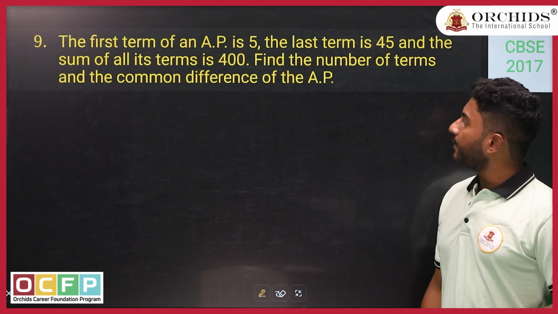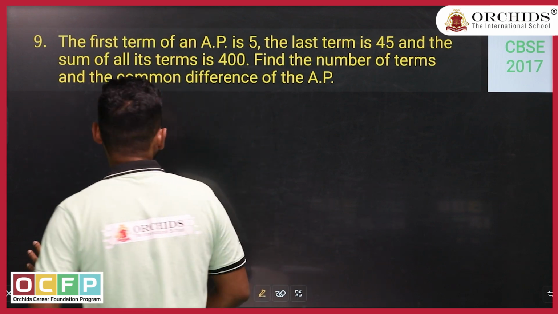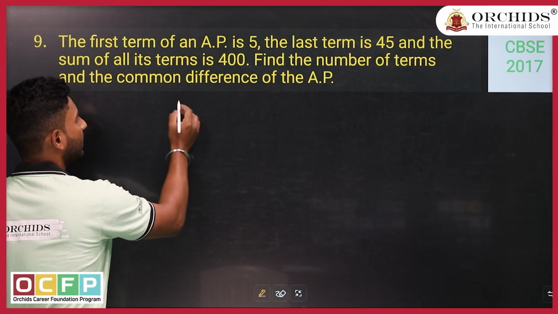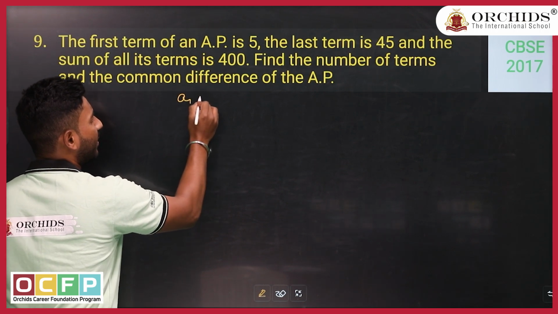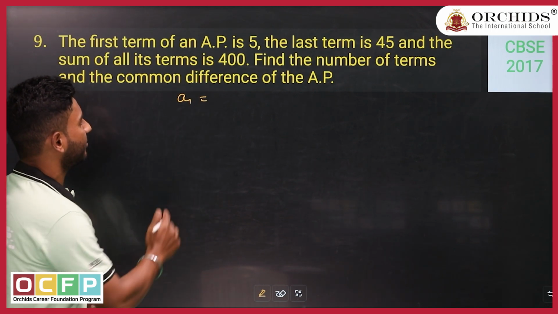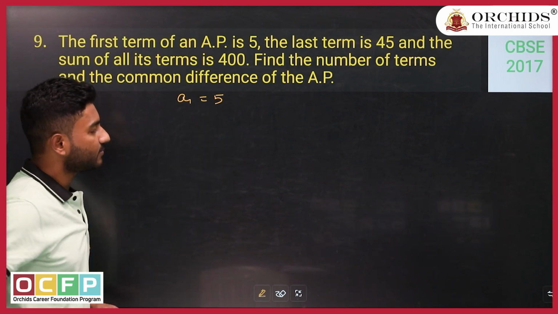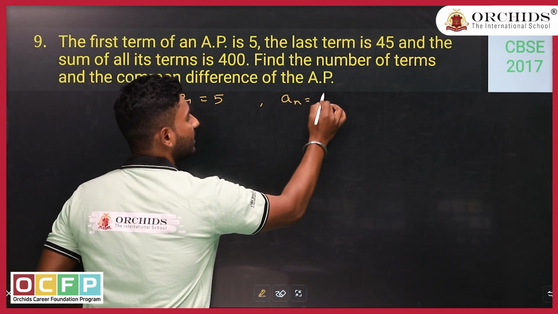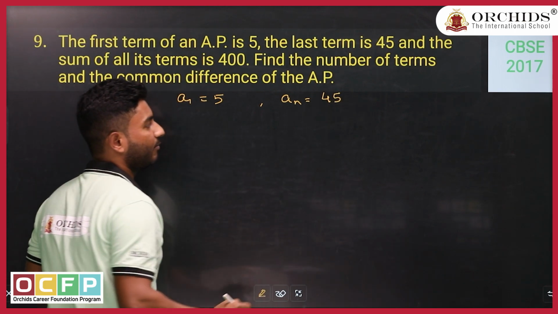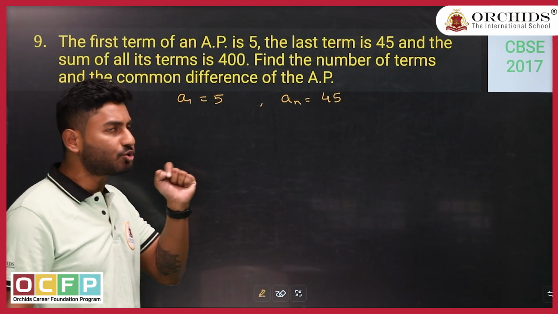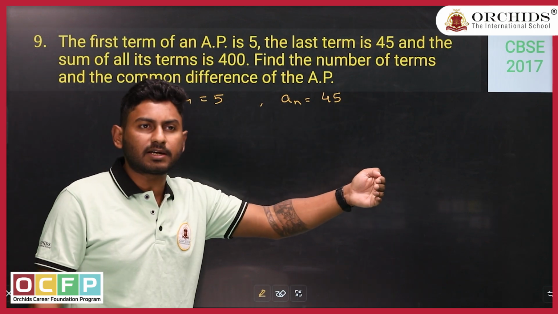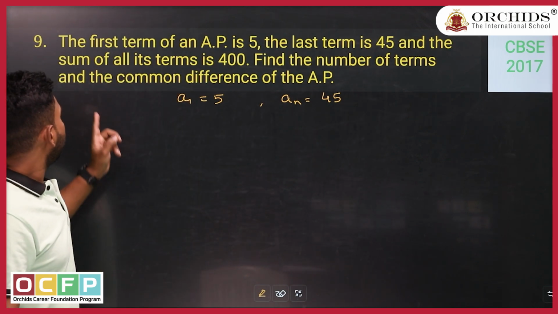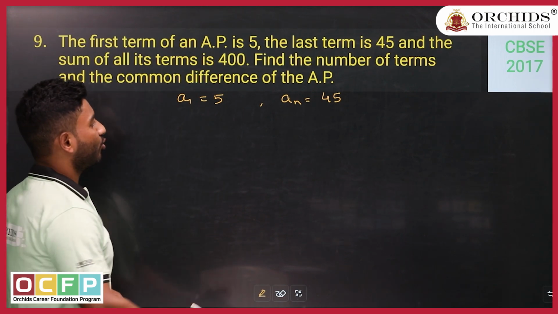The first term of an AP is 5. Let us write it in a short way, so that it's a long question, don't get nervous with that. Let us write the given part. What is a1? The first term is 5. What is the last term? The last term we designate as a_n, correct? The last term of the AP is 45. I am writing a_n because I don't know which particular term is the last term. N I don't know.